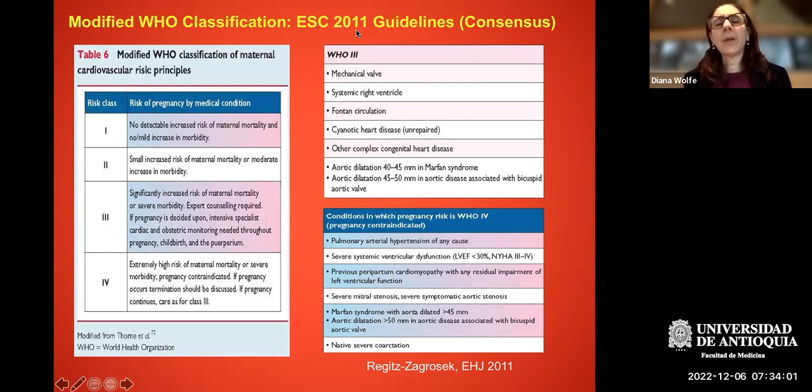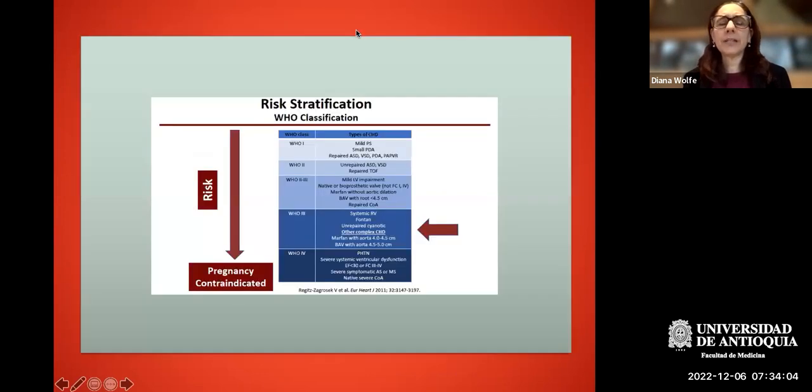Ahora tienen una nueva de 2018, pero ustedes seguramente conocen este tool, the WHO classification, where WHO 1 are the patients with repaired ASD, VSD that are considered relative low risk compared to WHO number 4, who are patients with pulmonary hypertension, Marfan syndrome with a dilated aortic valve.